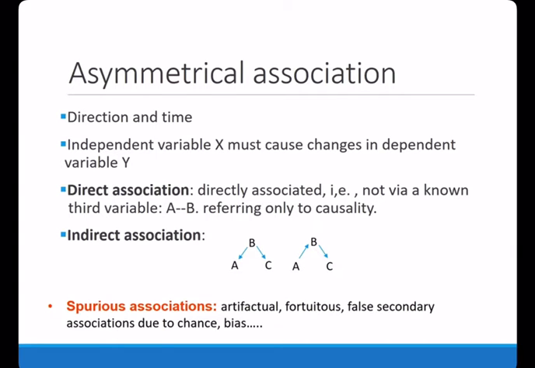A direct association is directly associated, not via a known third variable, such as A directly associated with B. For indirect association, two types are distinguished, as shown in these figures. Effect C is associated with disease A only because both are related to the common underlying factor B. Alteration of effect C will not produce an alteration in disease A. So it has been suggested, to avoid confusion with the alternative meaning of indirect association, that this type should be called secondary association.